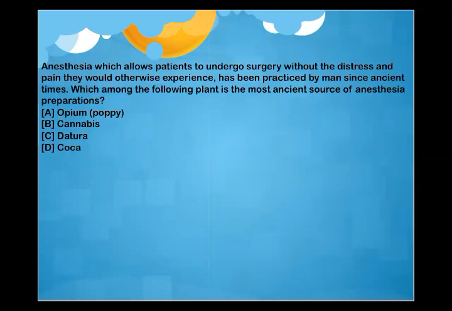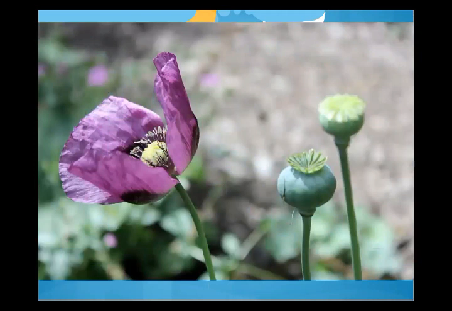Anesthesia, which allows patients to undergo surgery without the distress and pain they would otherwise experience, has been practiced by man since ancient times. Which among the following plants is the most ancient source of anesthesia preparations? Option A, opium, B, cannabis, C, datura, D, cocoa. The answer is poppy flower, opium. Opium produces morphine. Morphine has been used for anesthetic purposes since several centuries BC.